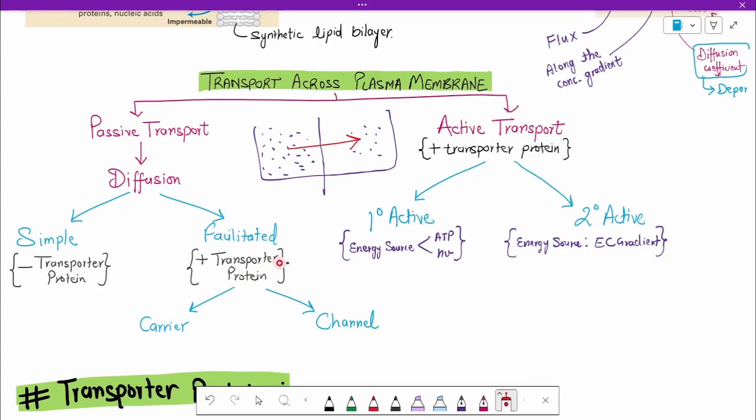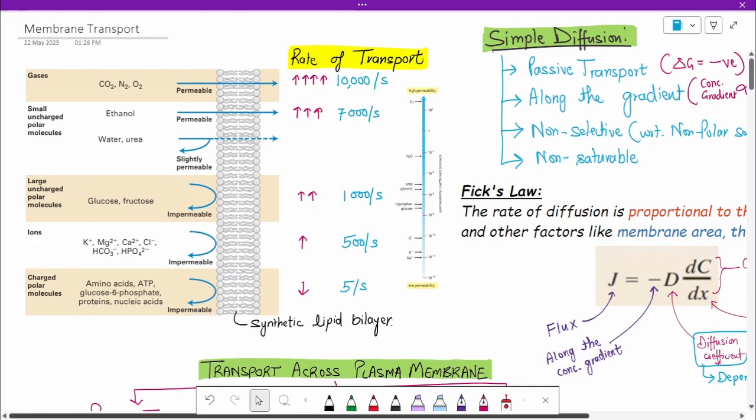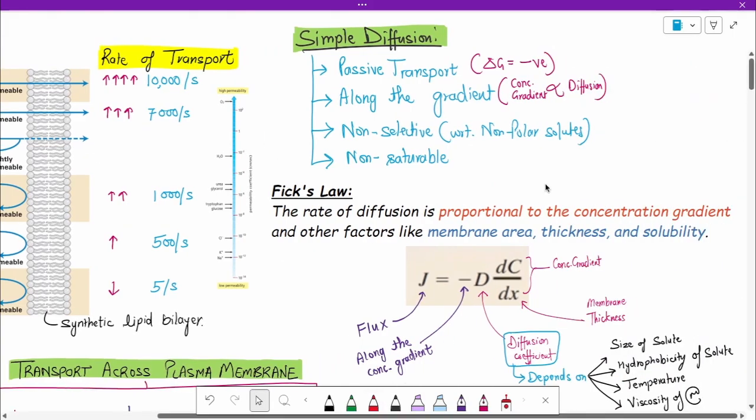and it is named facilitated diffusion. Now, facilitated diffusion can be further classified on what kind of transporter protein is needed to carry out this diffusion process. Okay, so it can be classified into carrier mediated diffusion or channel mediated diffusion. We will see the difference between them in a little while. But before that, we will discuss some points about simple diffusion.